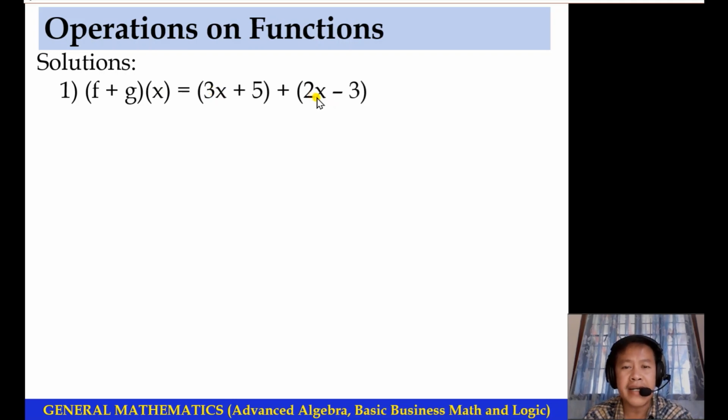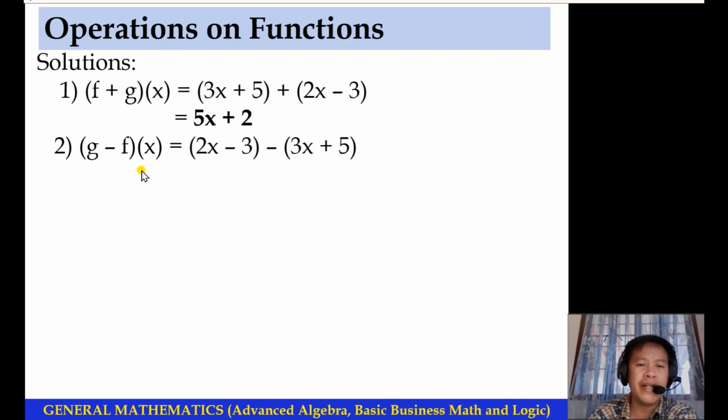3x and 2x are similar terms because the common variable is x and the exponent is 1. Therefore, you are going to add 3x plus 2x, and just add the numerical coefficients. 3 plus 2 is equal to 5. Then copy the common variable x, and you are going to combine also another similar terms here, which are constants. 5 minus 3 is equal to 2. Therefore, the sum of the functions f and g is 5x plus 2.